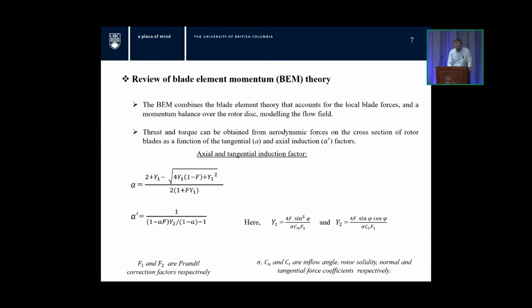Blade element momentum theory accounts for local blade forces, momentum balance over the rotor disc, and models the flow field. Thrust and torque are obtained from the aerodynamic forces on the cross-section of the rotor blade as a function of the tangential and axial induction factors, which are defined in these equations. The F1 and F2 are Prandtl correction factors, respectively. And then phi, sigma, Cn, and Ct are the inflow angle, the rotor solidity, and the normal and tangential force coefficients.